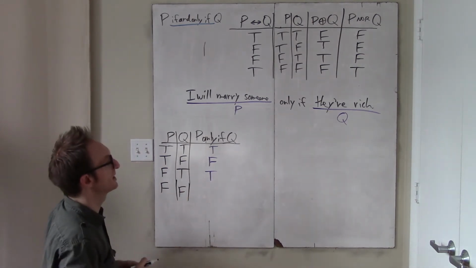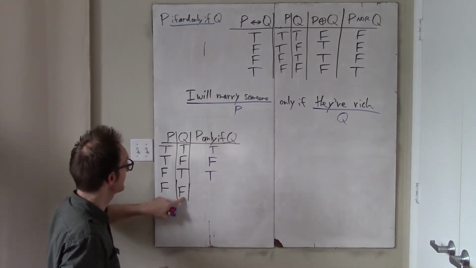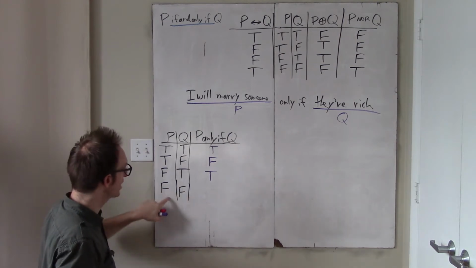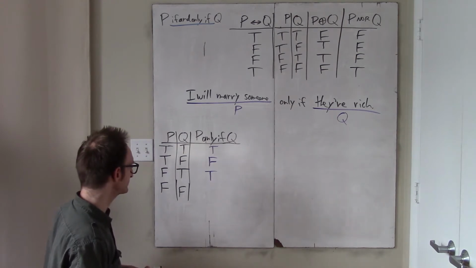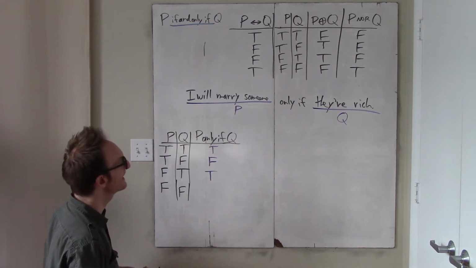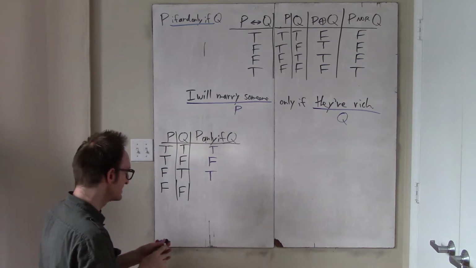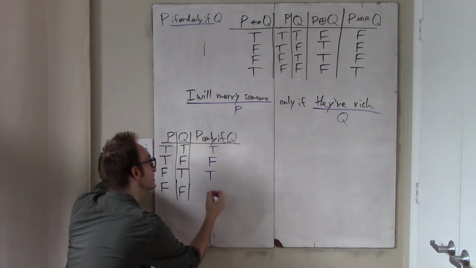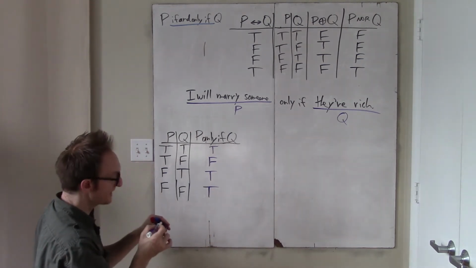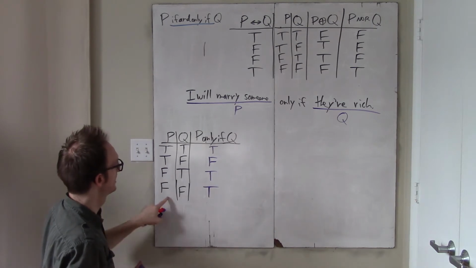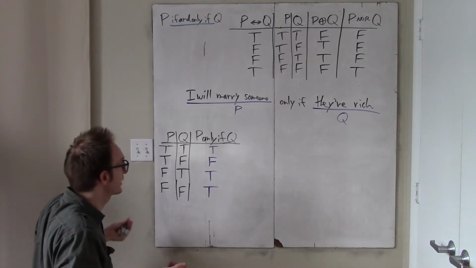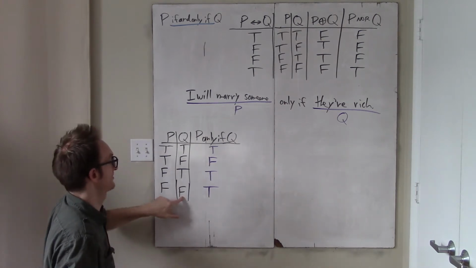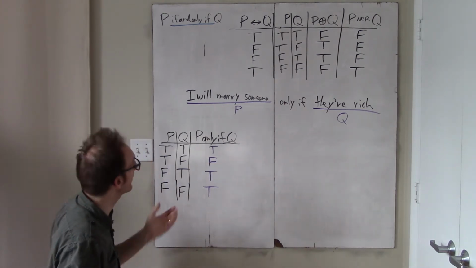What if they're both false? What if you meet someone who's not rich and you don't marry them? Then I claim that you have also not broken the promise, and hence we should interpret the sentence as being true, because you said you'll marry someone only if they're rich, but if you just don't marry some non-rich person, then you've still kept your promise.